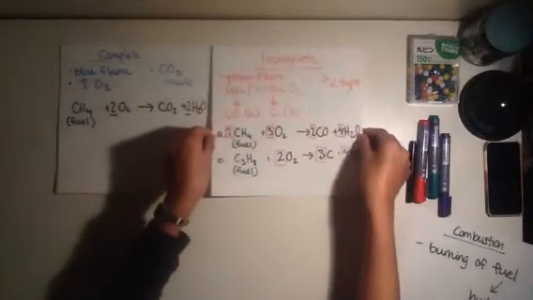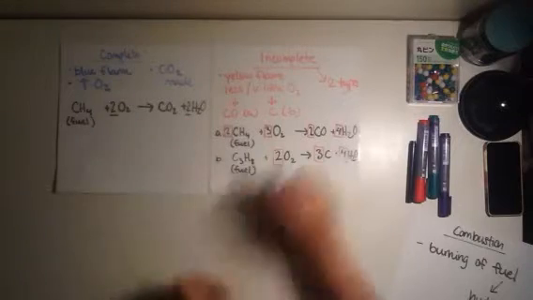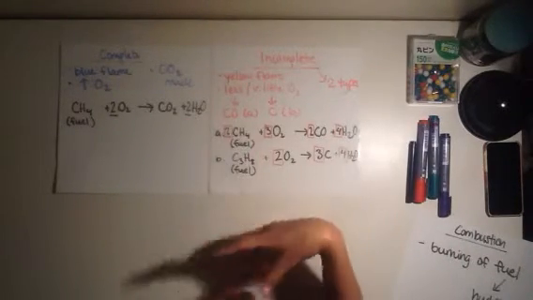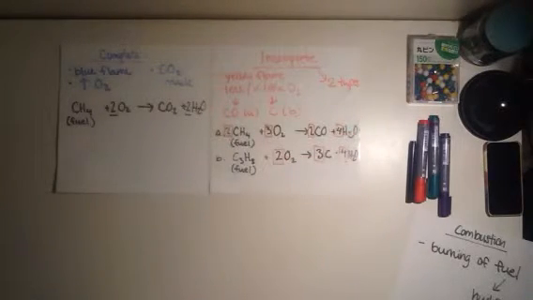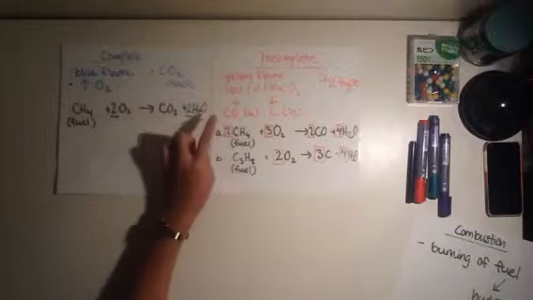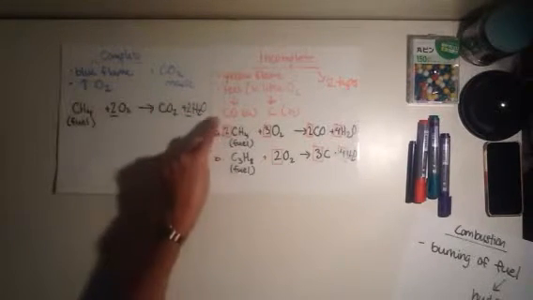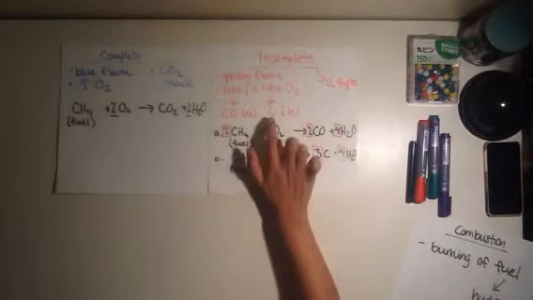Now for incomplete combustion, the key traits: instead of the blue flame, it is the yellow flame. And there are two types here, depending on the amount of oxygen. So you have less oxygen and very little oxygen. If you are using less oxygen, you end up making carbon monoxide. So instead of carbon dioxide, you're making carbon monoxide. And if you have very little oxygen, then you're only making carbon.